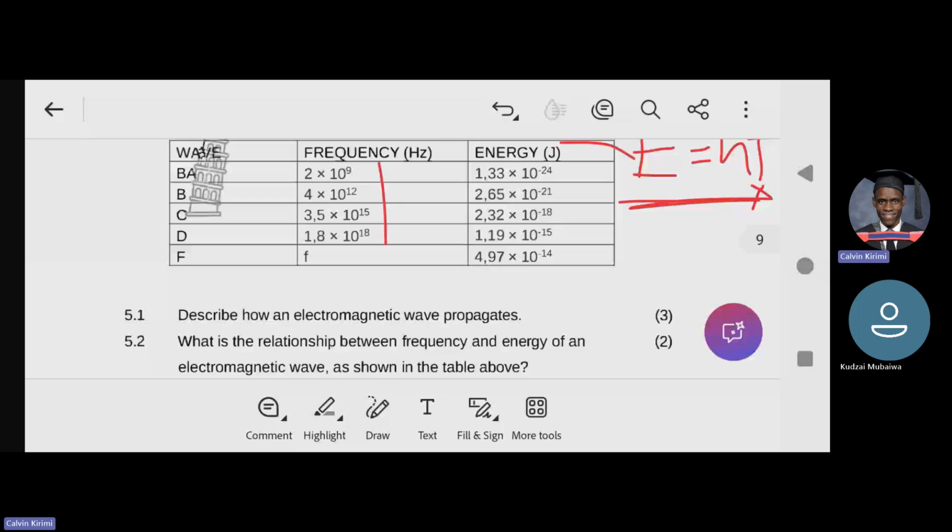Describe how electromagnetic waves propagate. How do we describe that? I did not understand this question. Describe how an electromagnetic wave propagates. I can't understand, sir.